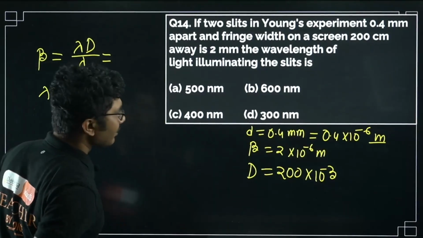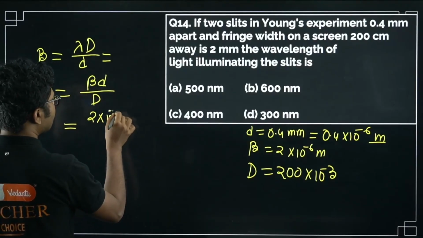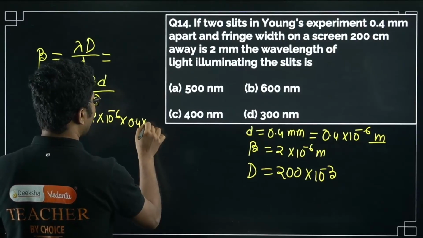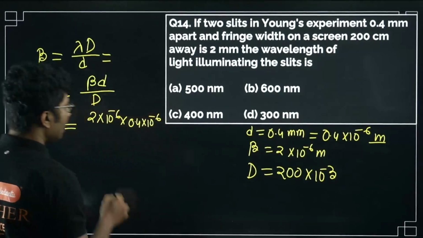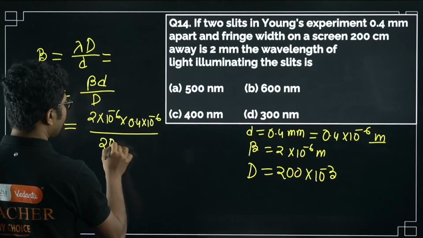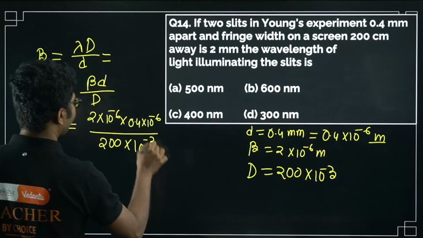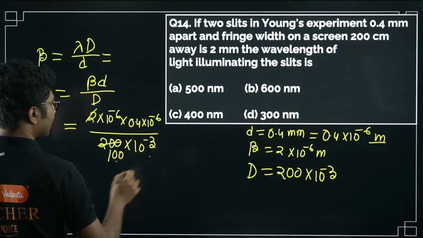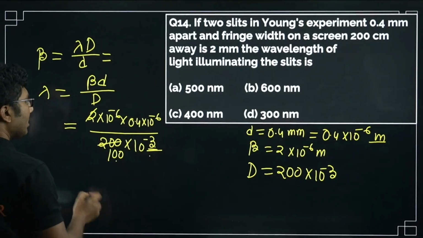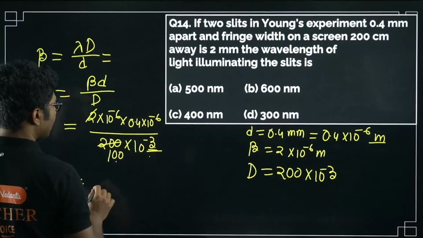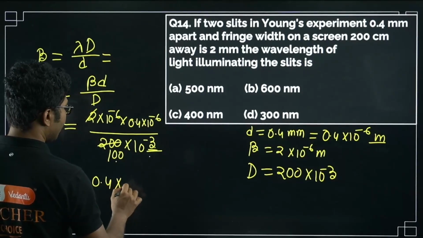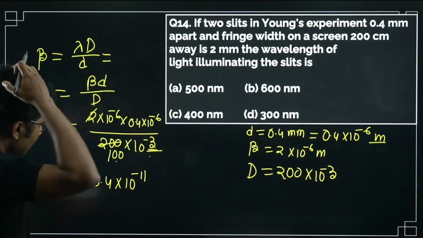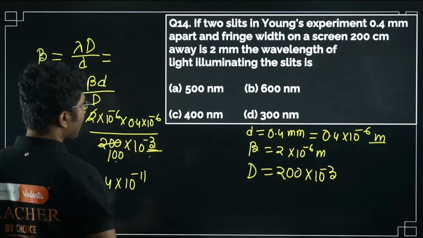So what is beta? Beta is 2 into 10 to the power of minus 6. Small d is 0.4 into 10 to the power of minus 6 again, and capital D is 200 into 10 to the power of minus 3. You can cancel this 100, so it becomes 10 to the power of minus 1, and it goes up, it becomes 10 to the power of plus. So 0.4 into 10 to the power of minus 11, minus 12, and there is a plus 1 from this.